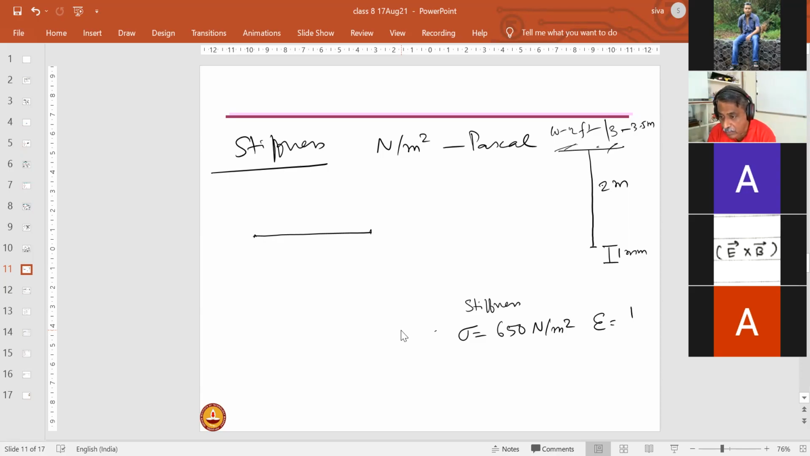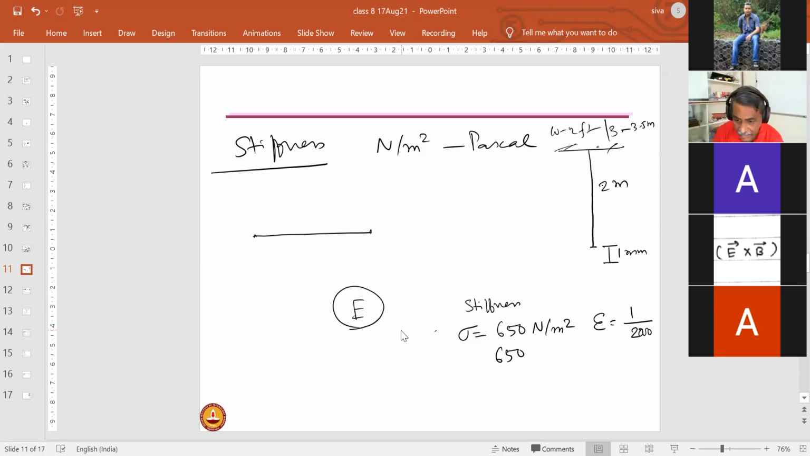It should be 1 divided by 2, right? 1 mm divided by 2. Correct me. 2000 mm, right? 1 by 2000 is what I'm looking at as the strain. Now, relating these two should be the elastic modulus that I require.